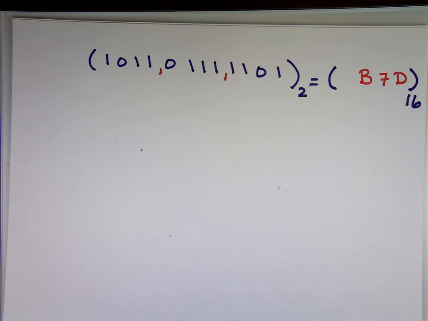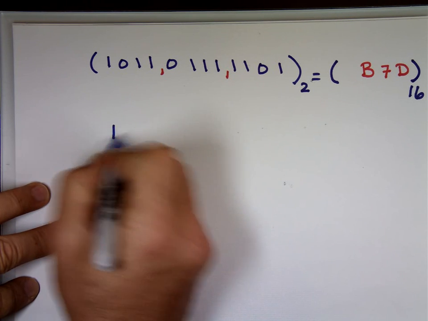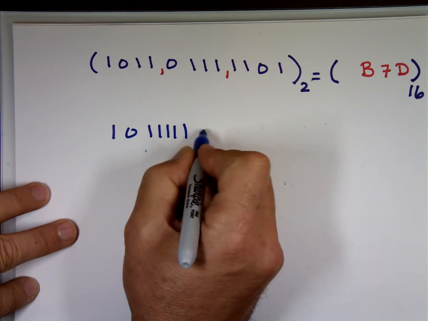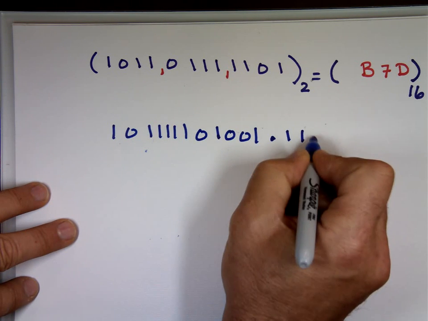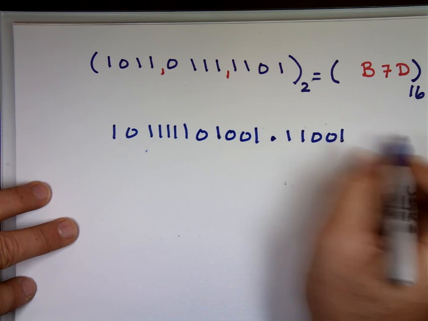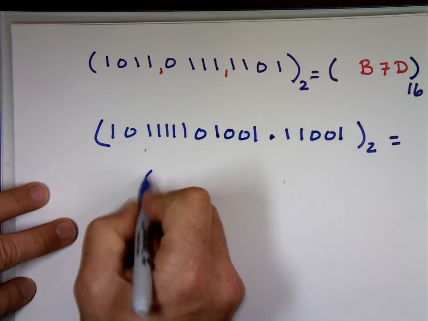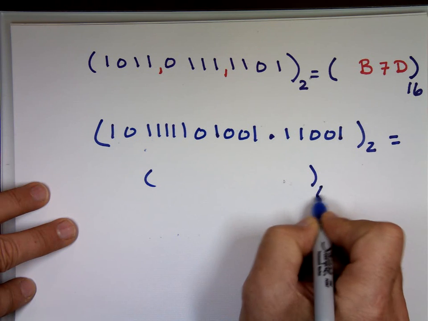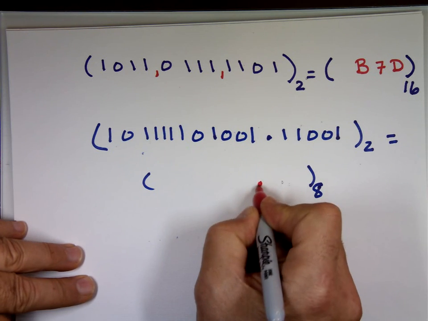It's like a rather cool cheat sheet on the side with all 1, 1, 2, 2, 3, 3. Now, how about this? 1, 0, 1, 1, 1, 1, 1, 0, 1, 0, 0, 1, point, 1, 1, 0, 0, 1. Base 2. I want you to give me that in octal. Here's my decimal point. I'll deal with that later. Let's look to the left of that first, then we'll come back to the right.